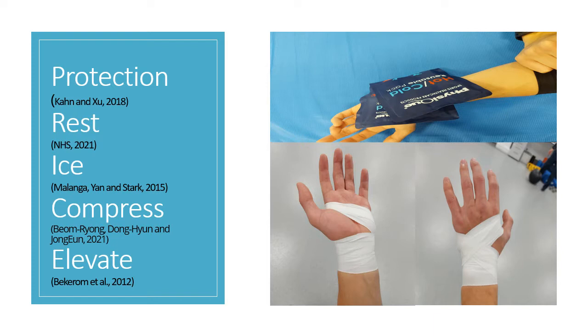In a study by Boehm Rayong et al., wrist compression taping, as well as other modalities of physical therapy, decrease wrist pain and significantly improve strength. Here, a figure of 8 compression taping is used to support the medial wrist where the ulnar collateral ligament lies.